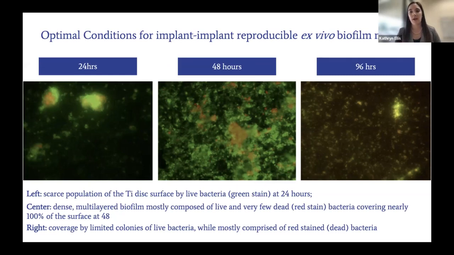However, moving on to 48 hours, we see a very dense multi-layered biofilm that's mostly composed of those green live bacteria and very few of the red dead bacteria. Now, moving on to 96 hours, we have very limited colonies of live bacteria at this time, and it's mostly those red dead bacteria. So our optimal growth conditions for this biofilm model are 48 hours.